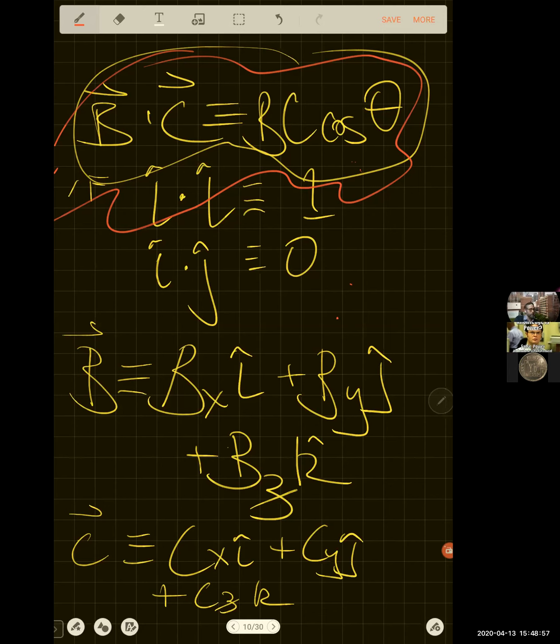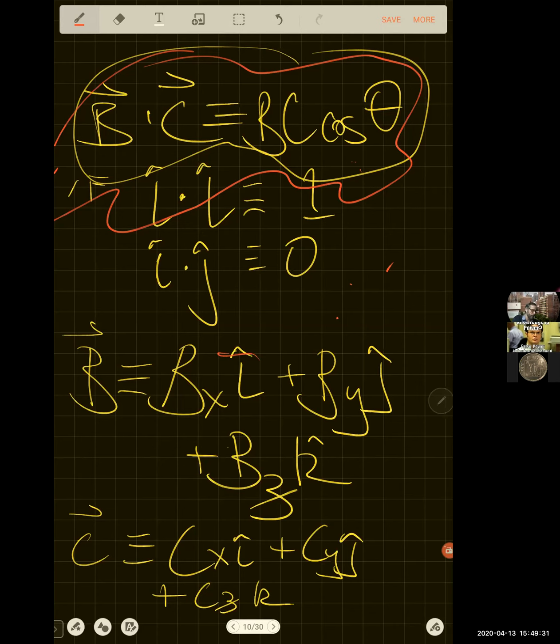That is to say, okay, let's work it out. If the dot product of B and C is always a number, which is BC cosine theta, then, if we're going to general component form of notation, any arbitrary vector B can be viewed as the sum of its parts, some amount in the X direction times the X unit vector plus some amount in the Y direction times the Y, et cetera, et cetera.